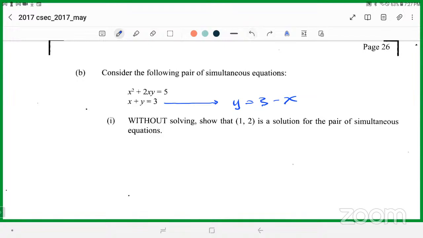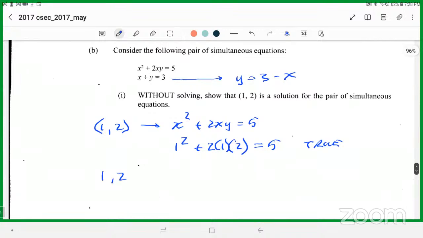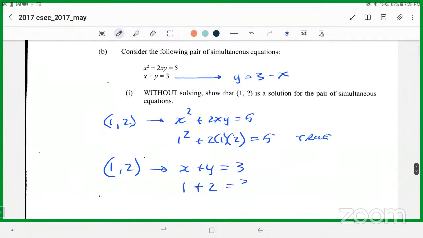So I want to put it in the curve first. 1, 2, substituting it into x squared plus 2xy equals 5. We're going to get 1 squared plus 2 times 1 times 2, which is equal to 5. This is true, isn't it? See that? I'm going to put it in the line now. 1, 2, into the line, which is x plus y equals 3. It's going to be 1 plus 2, which is equal to 3. This is also true. See that?